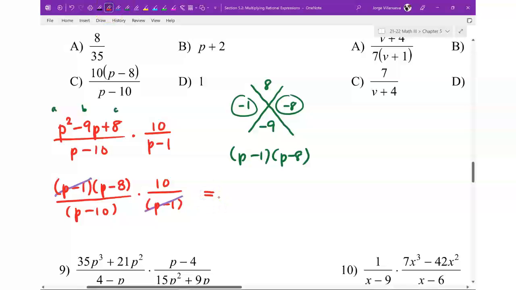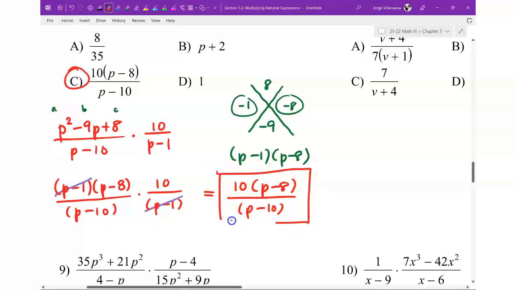Let me just multiply. 10 times p minus 8, over p minus 10. Notice that's it right there. Oops, I was going to block the whole thing. I wanted to block this here. So there you go. So notice you may have to factor your problems yourself. Okay? That's okay. If you have to do a couple, then go ahead and do a couple. Now, as we move on to the harder problems, you might see more and more factoring.